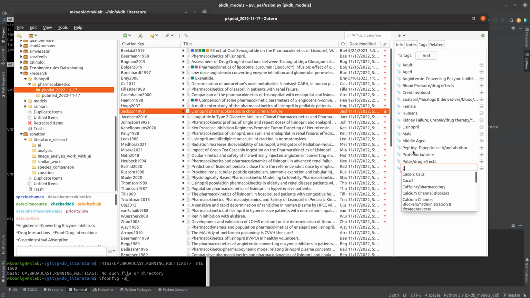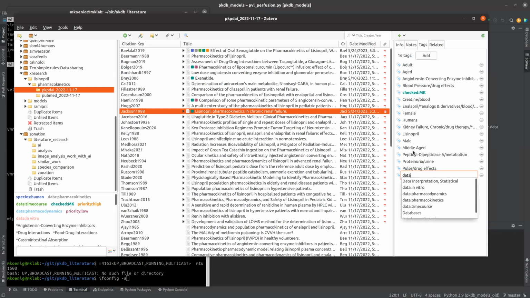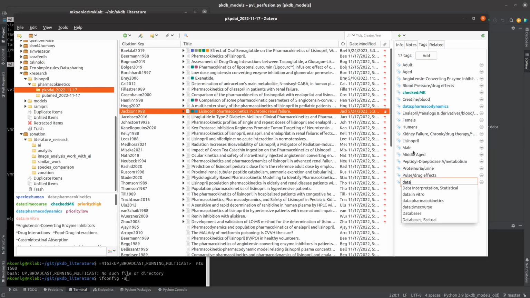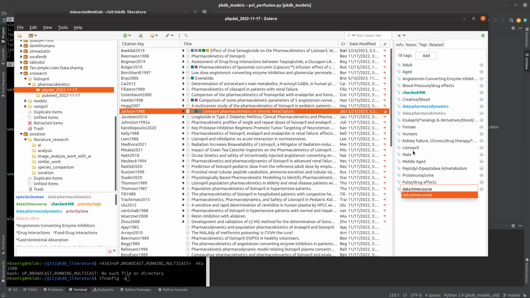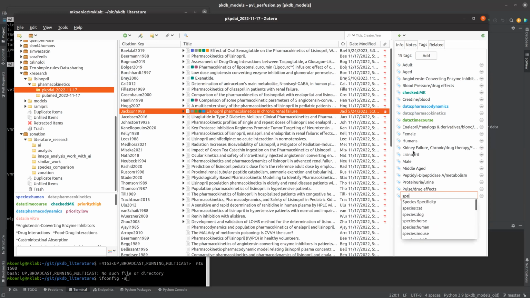So here also, this is definitely something we use for modeling. We have some pharmacodynamics because we had the blood pressure, and we have some pharmacokinetics in here. We have time courses, and this was all in humans. And so I just tag this as a priority high.